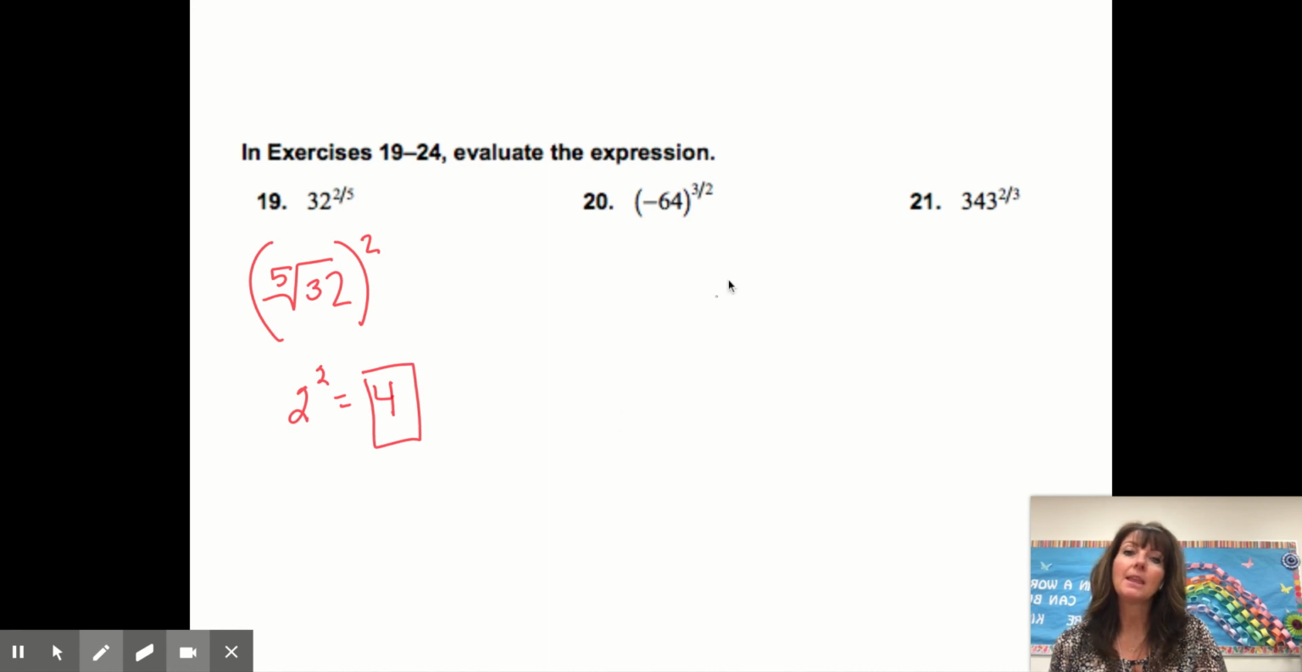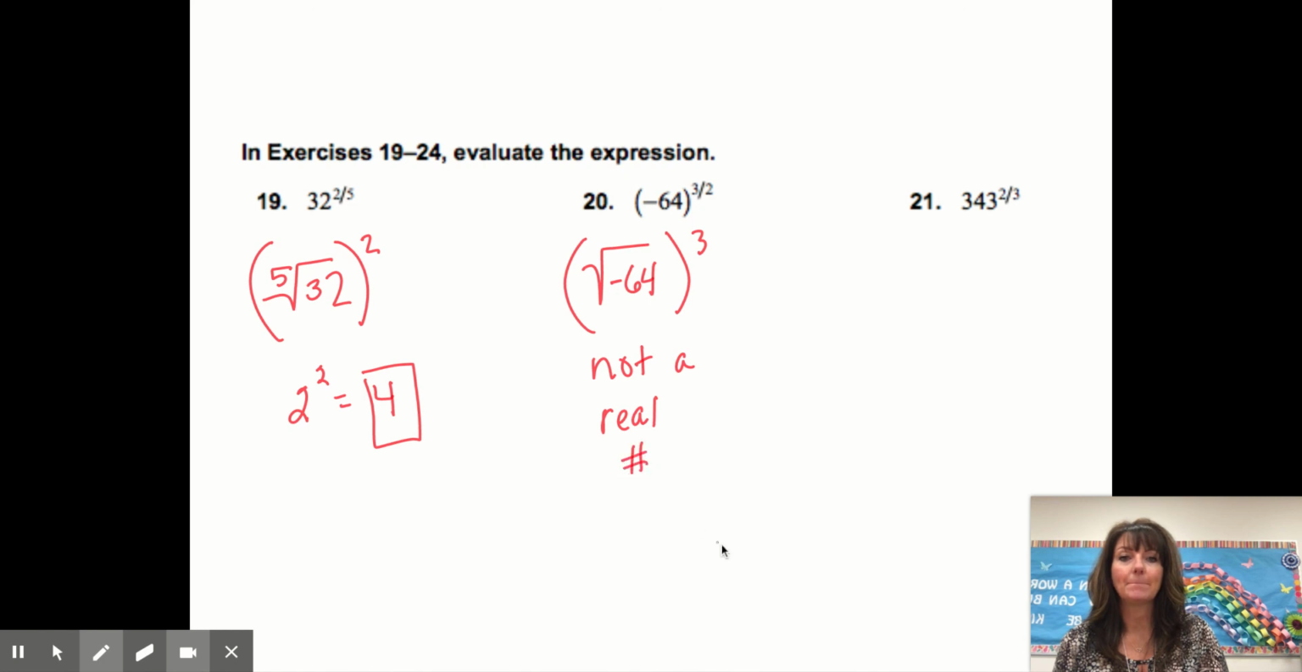For number 20, I want to take the square root of -64 and then cube it. But my index is even, what is underneath the radical is negative, and this is not a real number. Pause the video and evaluate number 21 for me.